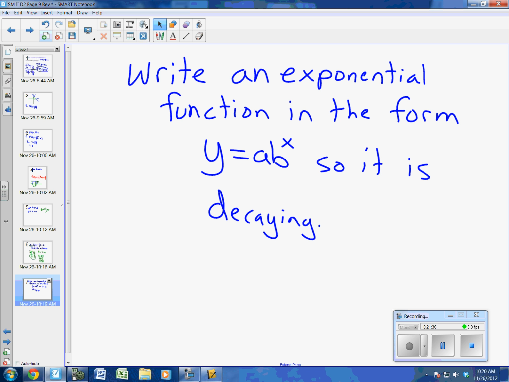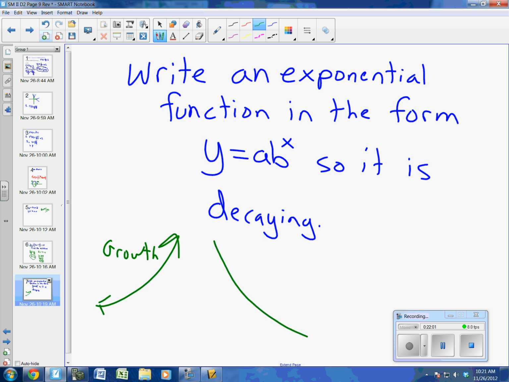There's something key to this. Do you remember what makes an exponential function decay? By the way, what's the difference between growth and decay? What does a growth function, exponential function, look like, you guys? Okay, left to right, it's going up. That's correct. Okay, that's growth. What's decaying look like? Left to right, it's going down. That's decaying, right?